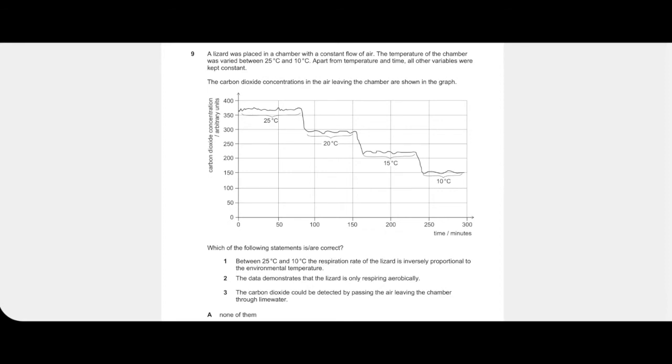Question number 9. A lizard was placed in a chamber with a constant flow of air. The temperature of the chamber was varied between 25 degrees Celsius and 10 degrees Celsius. Apart from the temperature and time, all the other variables were kept constant. The carbon dioxide concentration in the air leaving the chamber is shown in the graph. The graph shows temperature, and as the temperature decreases, so does the carbon dioxide concentration.